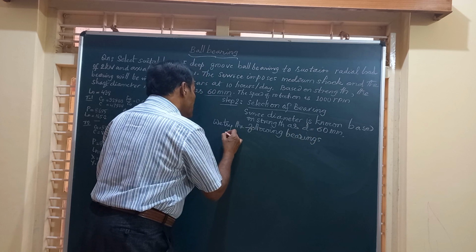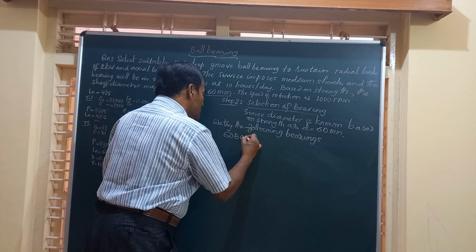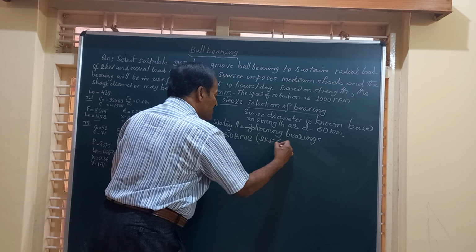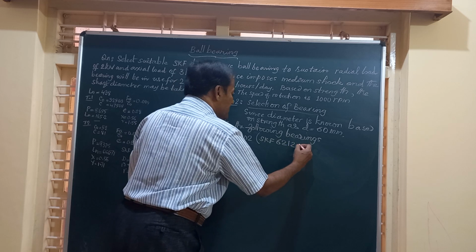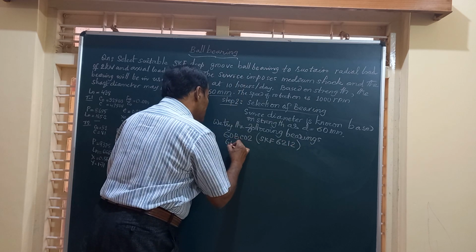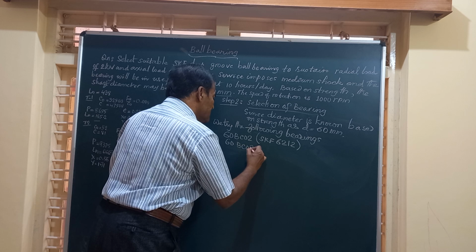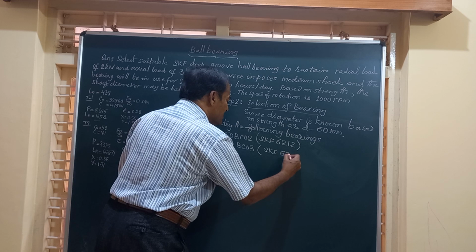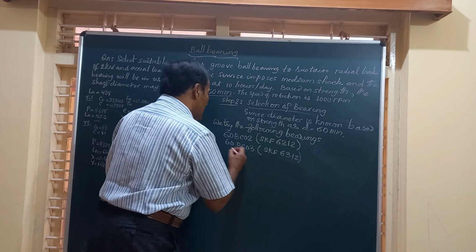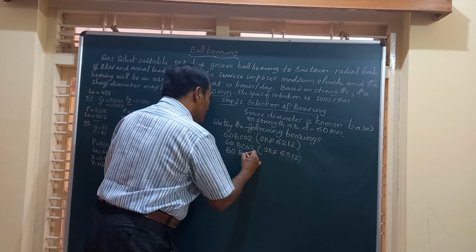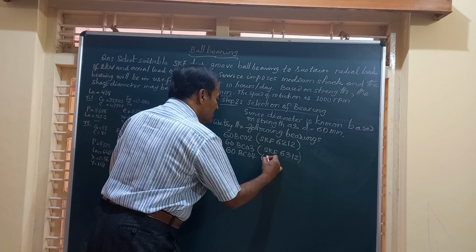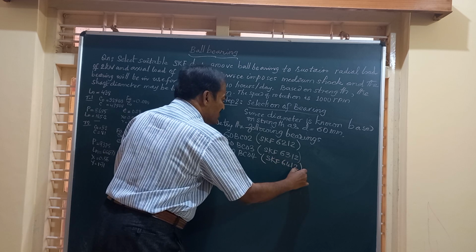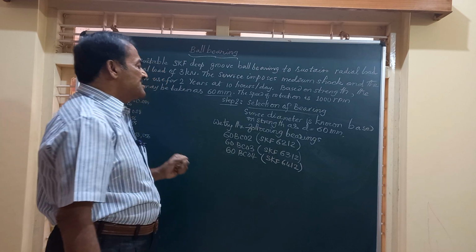Namely 60BC02, which is also called SKF 6212 bearing, 60BC03, the medium series, that is SKF 6312, and finally 60BC04 bearing, which is represented as SKF 6412. Like this, friends, we are going to try all these in order.